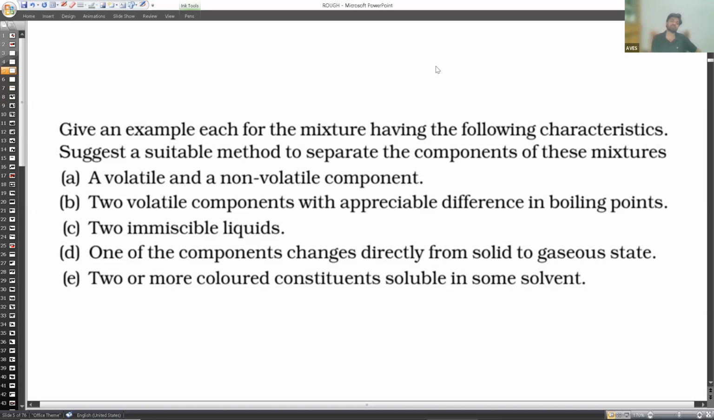Okay, and the next one is two volatile components with appreciable difference between their boiling points.